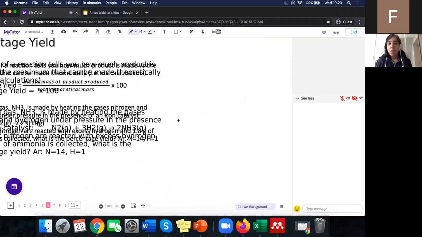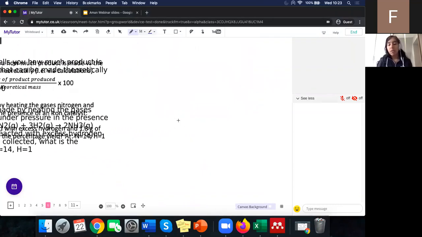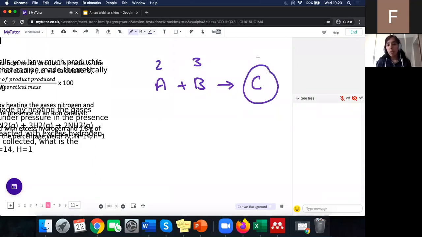That's okay. So we're thinking about percentage yield now. The percentage yield is very similar to questions that we've already done. And it essentially says that if we react 2 reactants together, let's say A and B, and we form C, we would expect to form a total amount of C when we react A and B. So if A is 2 and B is 3, we would expect to form 5 grams of C. But in reality, that doesn't happen.